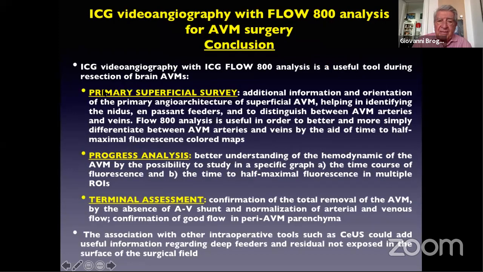Conclusion for the AVM: the superficial survey is quite important, mainly when you are not so used to AVM surgery, but each AVM is completely different from the other one, so it's a kind of tailored survey. The progress analysis is quite important because sometimes you get lost on the periphery of the AVM, and it's quite important to understand where you are going. And the terminal assessment, as I told you, is quite important to know if there is a complication. You have to expect complication or deficit for the patient.